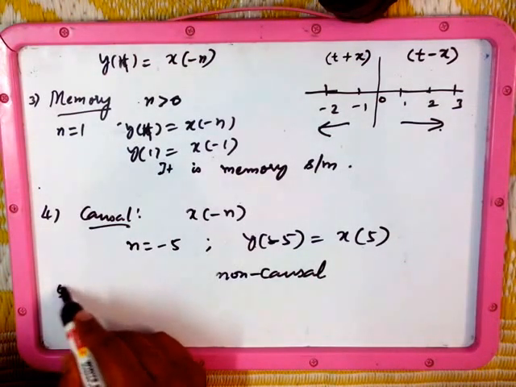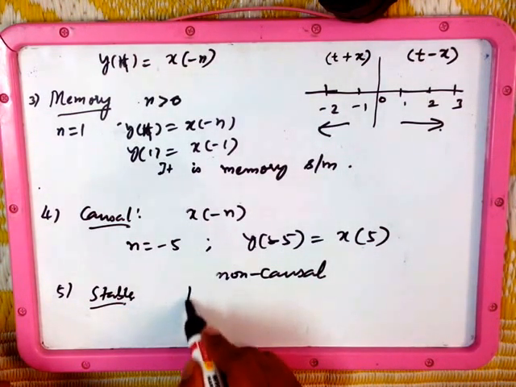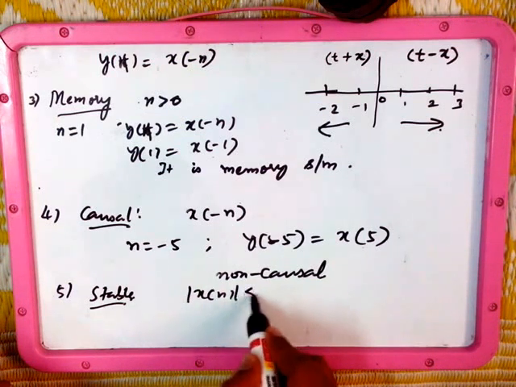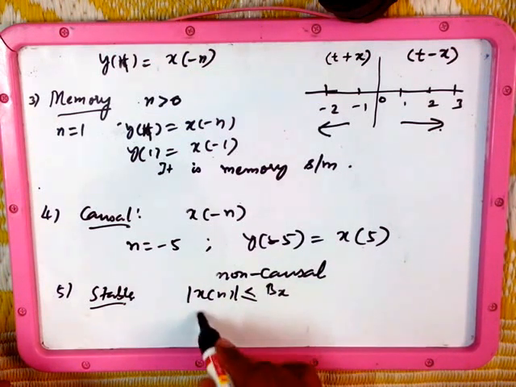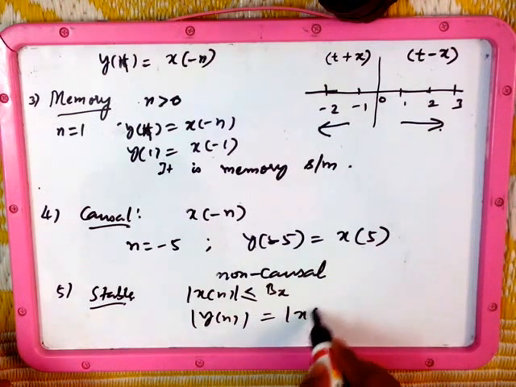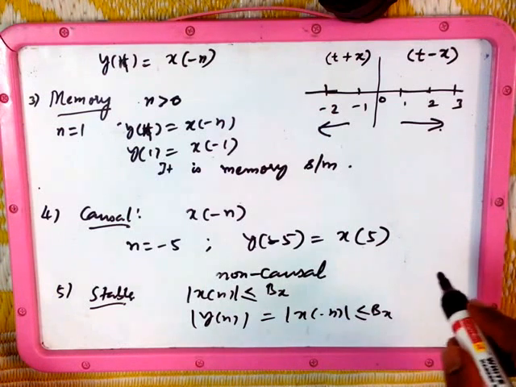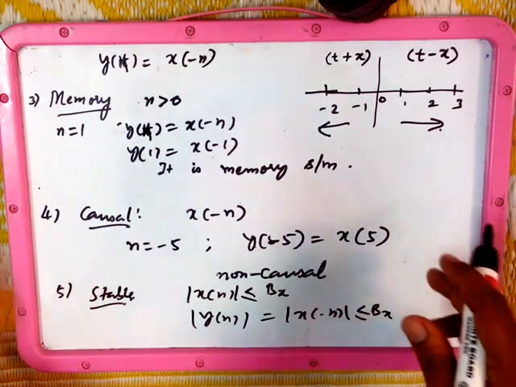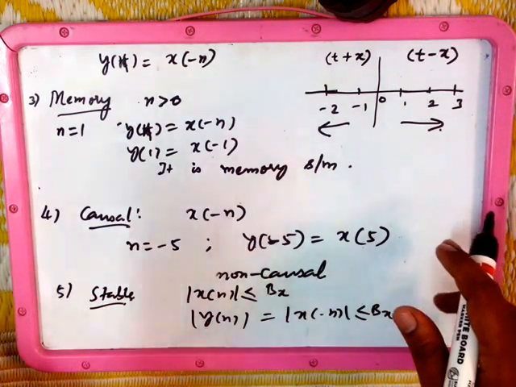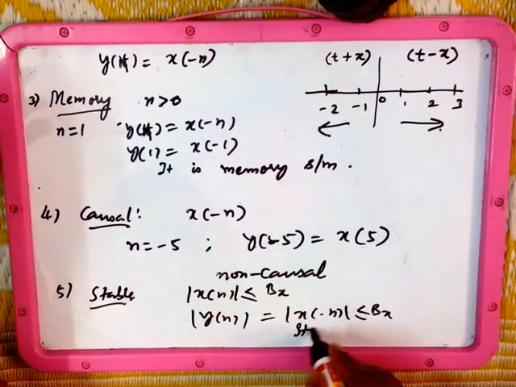Now coming to stability. To check whether it is stable or not, we have a condition that the magnitude of x of n should be less than or equal to bx. We have y of n, which is nothing but x of minus n here, and it is less than or equal to bx. Whatever input values we give, the output will have some value that is less than or equal to bx, and it will not be infinite. So the system is a stable system.